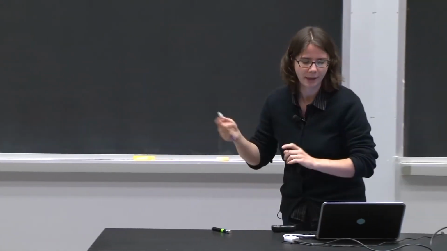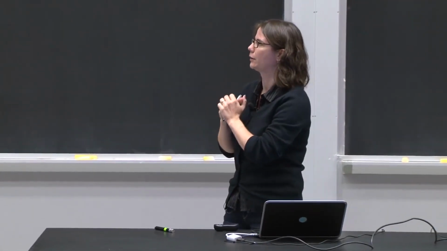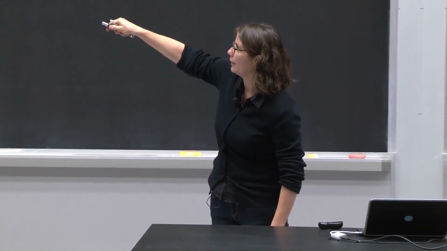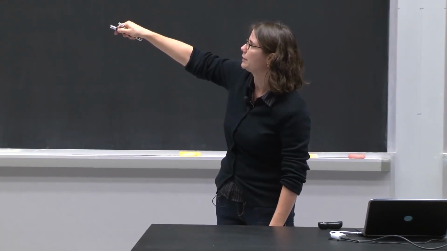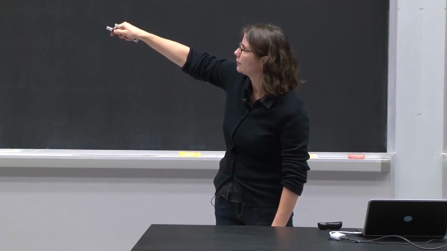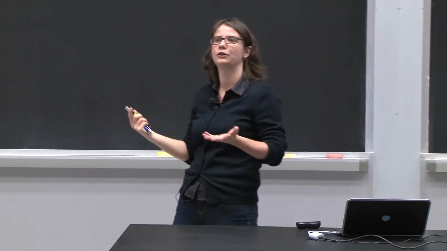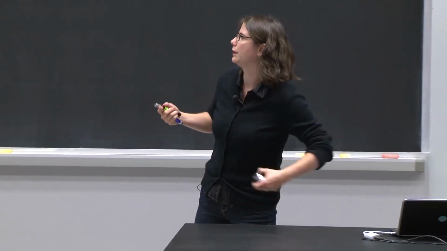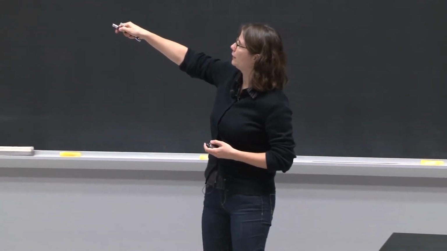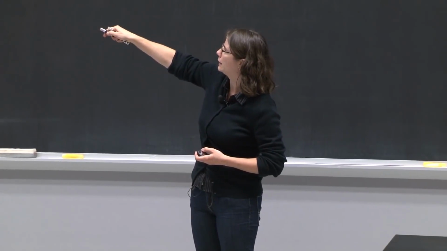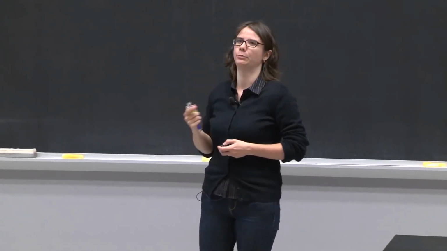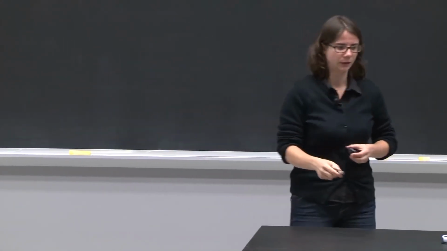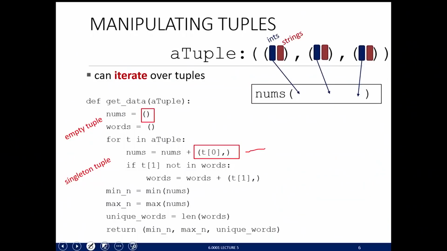This element being t at position 0. So you have to sort of wrap your mind around how this is working. So if t is going to be this tuple element right here, then t at position 0 is going to be this blue bar here. So it represents the integer portion of the tuple. Okay? So as we're going through the loop, this nums is going to get populated with all of the integers from every one of my inside tuple objects. So that's basically what this line here is doing.